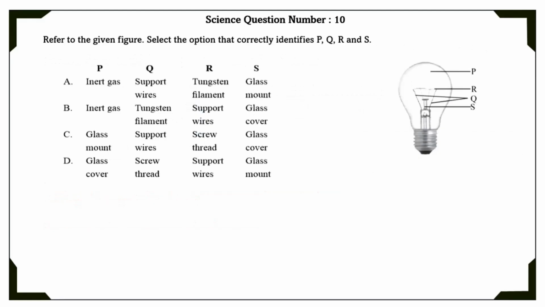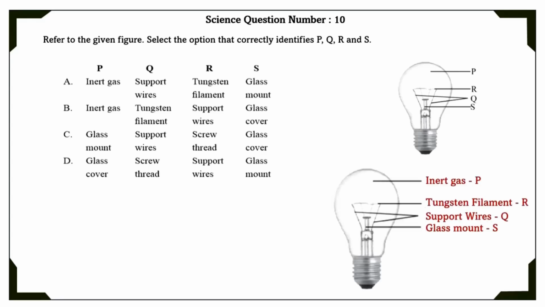Science question number 10. Refer to the given figure. Select the option that correctly identifies P, Q, R and S. P is inert gas, R is tungsten filament, Q is supporting wires, and S is glass mount.